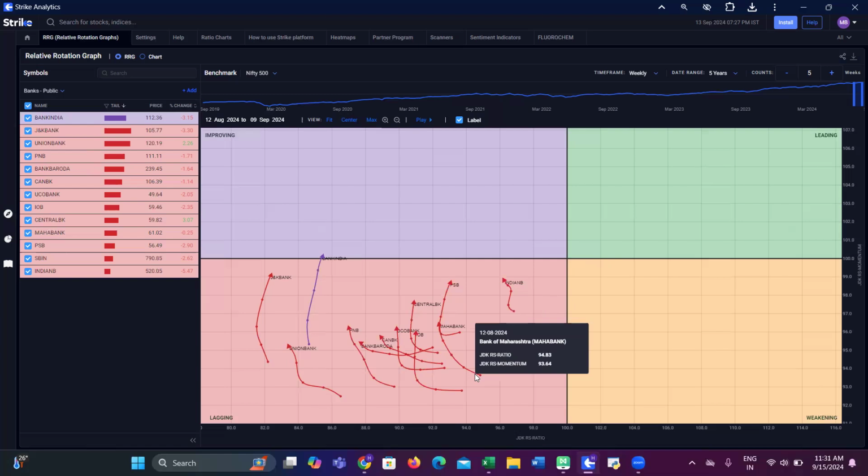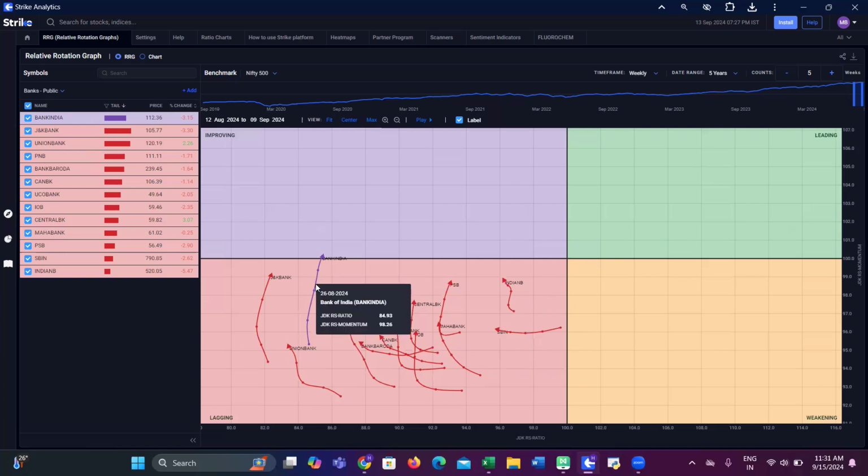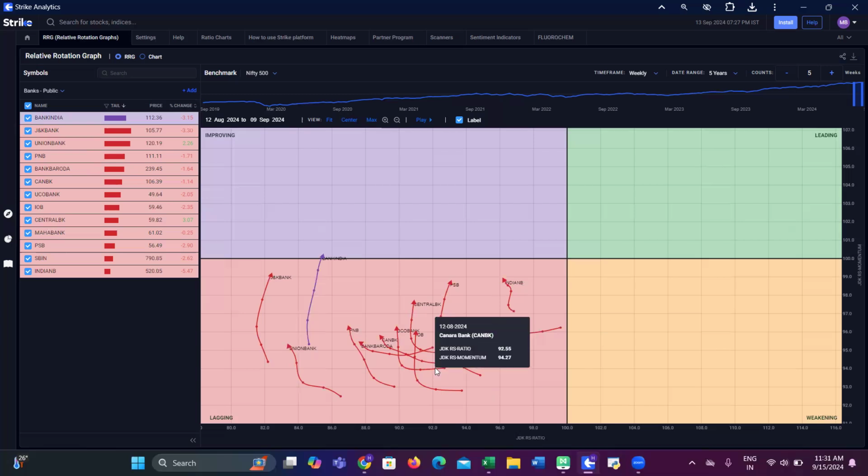And then look at Bank of Maharashtra as well. Central Bank has a much better RS ratio compared to the others. Jammu and Kashmir Bank has a good RS momentum. If this continues, it may have a good RS ratio as well. So have a look at it. Most of them are in lagging, but there is a slight improvement in the momentum, and let's see how far it goes. So keep an eye on this.